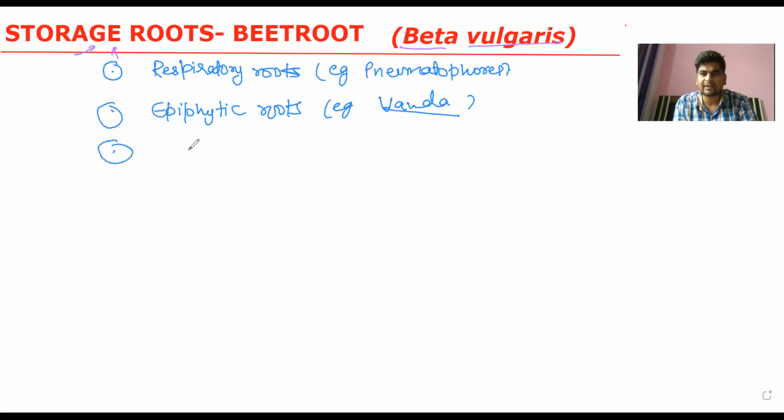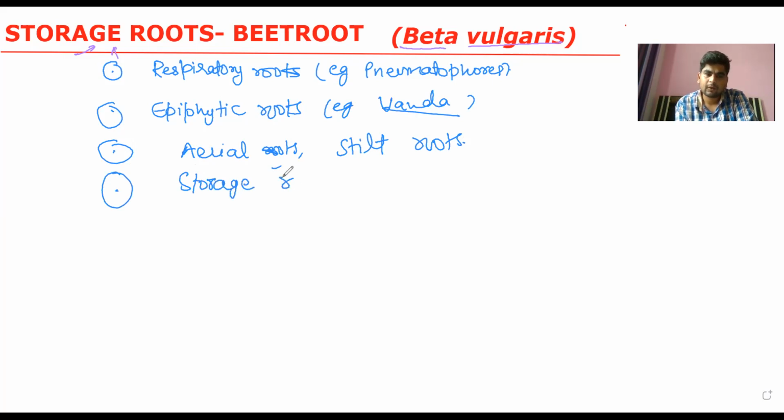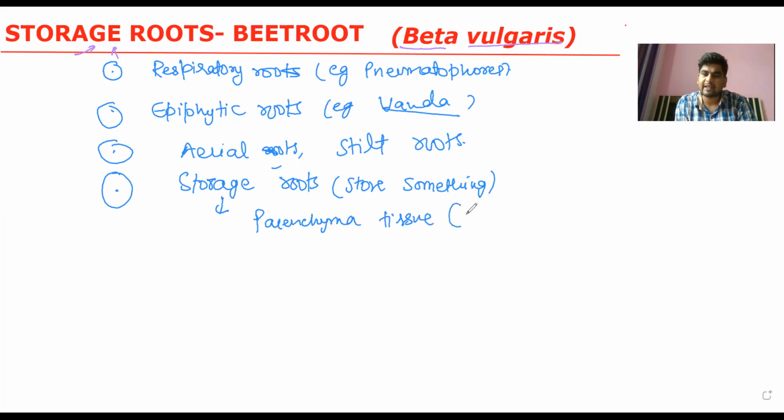There are several other modifications like aerial roots, like stilt roots in sugarcane, aerial roots in banyan tree, and like storage root. Whenever the root stores something, the root will be called storage root. During the accumulation or the storage, the parenchyma tissue appears more. The parenchyma tissue is produced by the secondary growth. That secondary growth will not be normal, that will be abnormal or anomalous.